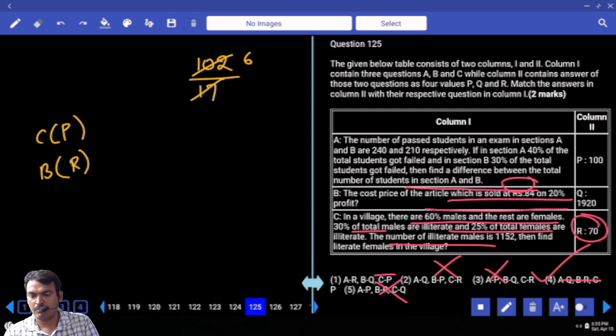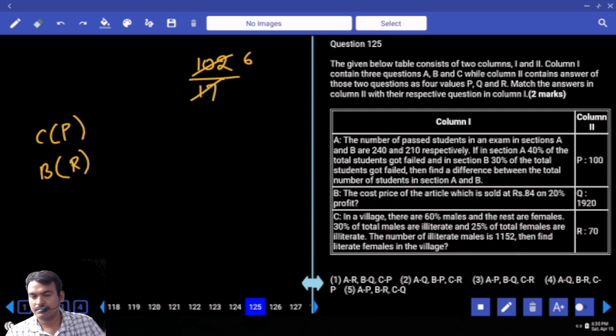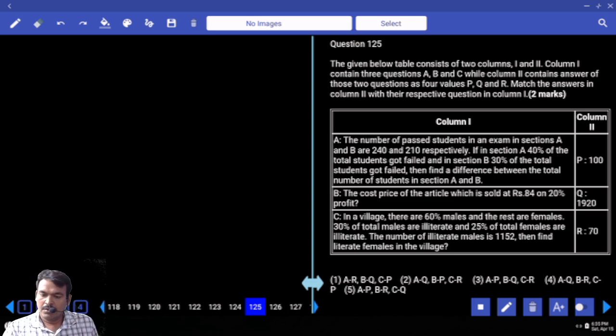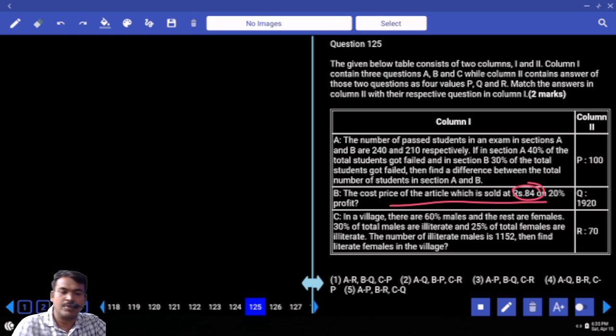Next, question number 125. In this question, which values are easy? The B value is easier. The cost price of an article which is sold at 84, and the profit is 20%. 20% profit means selling price is 120%. 120% value is 84, then 100% value is 70. So the B value is equal to which one?